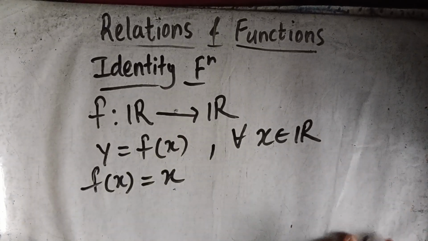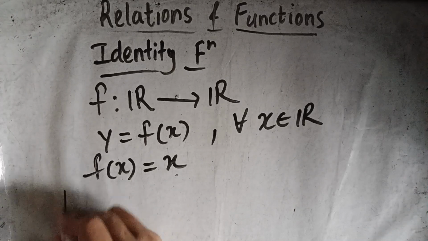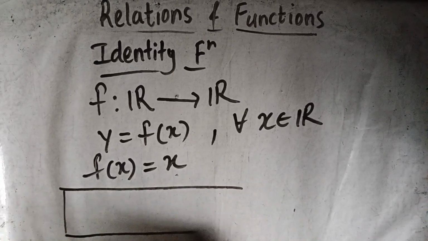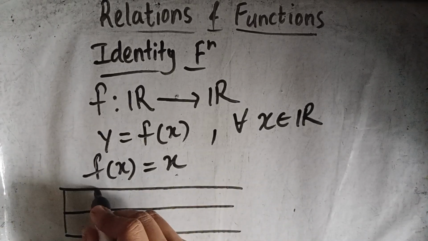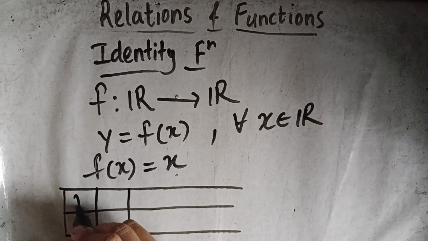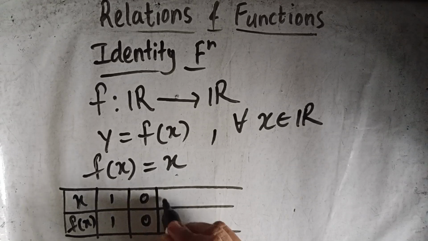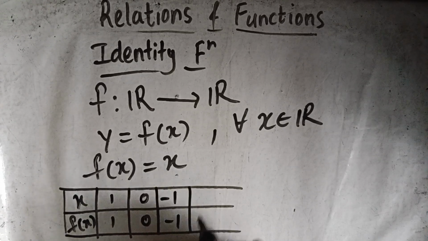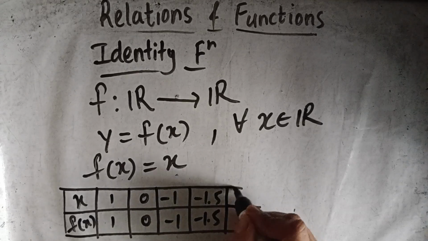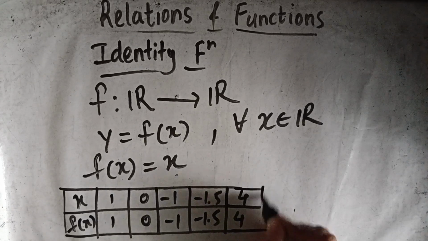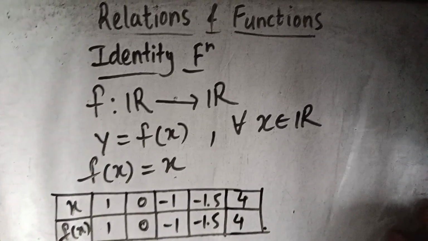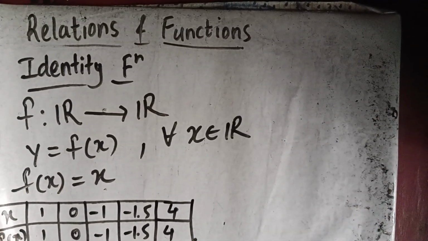So we'll just draw the table, like we used to draw for 10th standard drawing graphs. x and f of x. If I take 1, I'll get 1; 0, 0; -1, -1; minus 1.5, minus 1.5; then 4, 4. So you have to draw this on a graph.